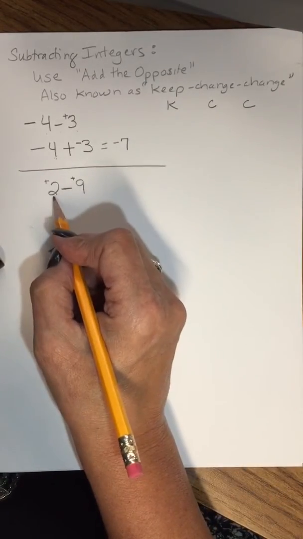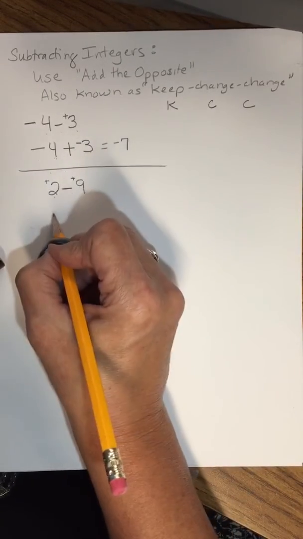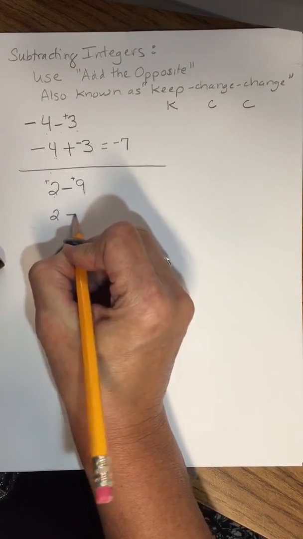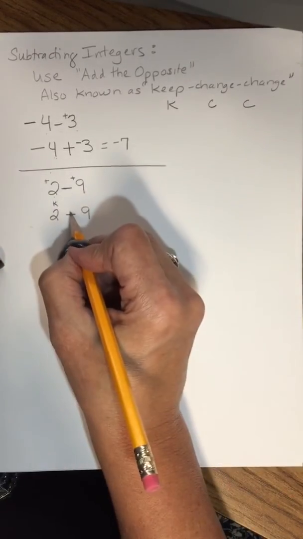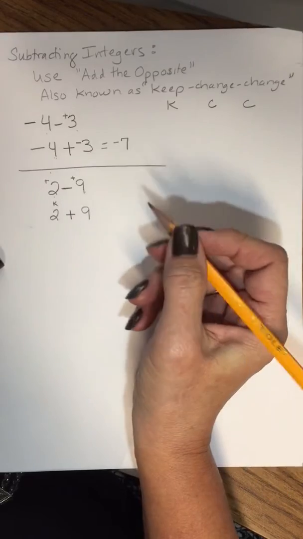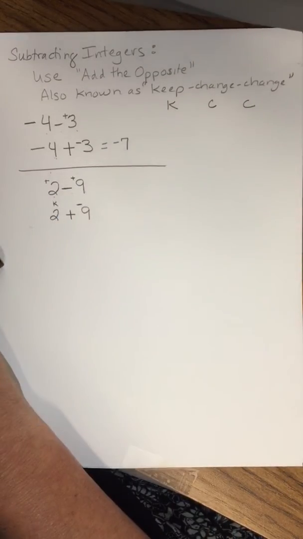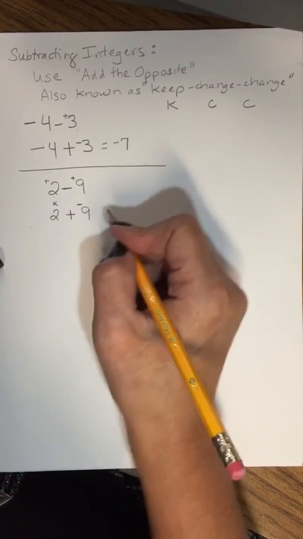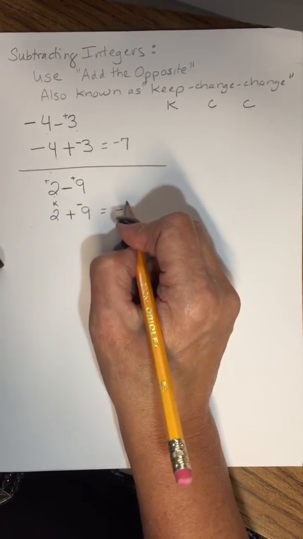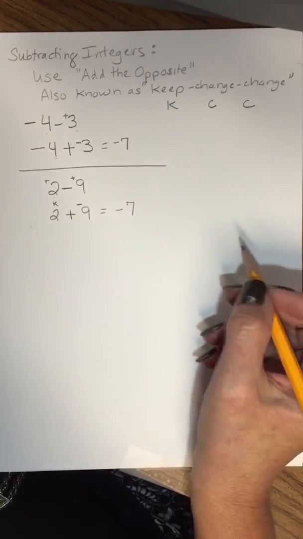We're going to keep, change, change, or KCC. So we'll start with rewriting the whole thing. We're going to keep the first, change the sign of the operation, and also change the sign of the second number. So now we have 2 plus -9, and we know that that answer is -7. Let's go on to our third example.